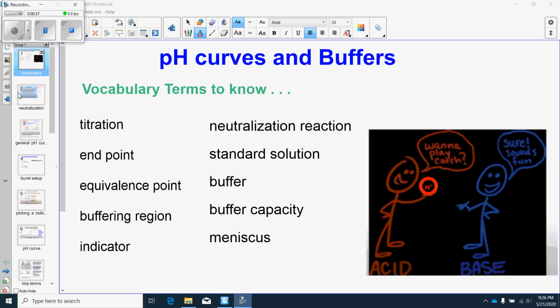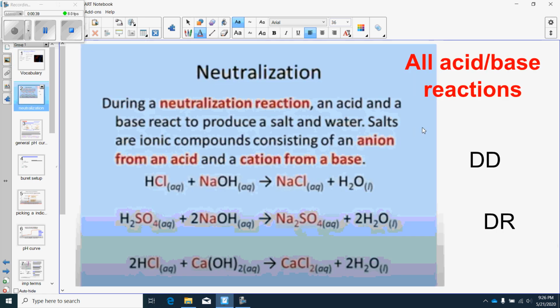When we talk about an acid-base reaction, essentially it's known as a neutralization. You may have talked about these in Science 10 or even in Chem 11. And a neutralization reaction is when an acid and a base react to create a salt and water.